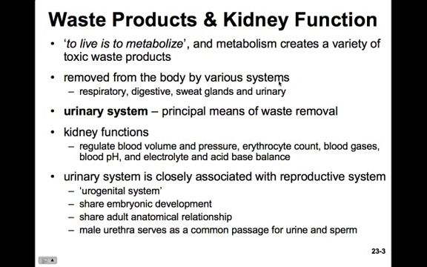Now, the urinary system is closely associated with the reproductive system. Thus, it's often called the urogenital system. They share a common embryonic development, which is reflected in the adult anatomical relationship. In humans, the male urethra serves as a common passage for urine and sperm.